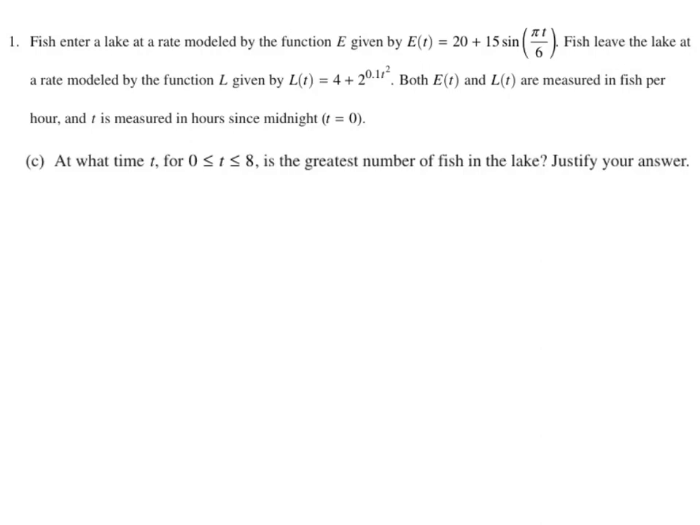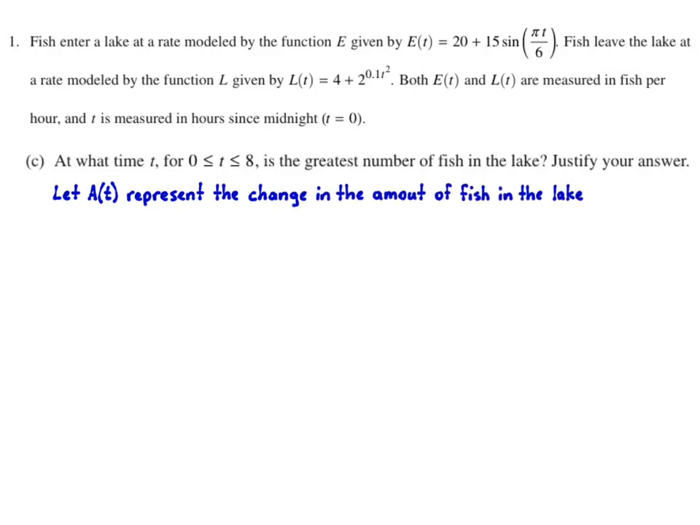I'm going to say let A of t represent basically the amount of fish in the lake, but the best way to say that is represent the change in the amount of fish in the lake. Okay, so A represents the amount of fish, essentially. I can't spell amount, but oh well. But A represents the change in the amount of fish. So how many fish have been put into the lake, or the change in the amount of fish.